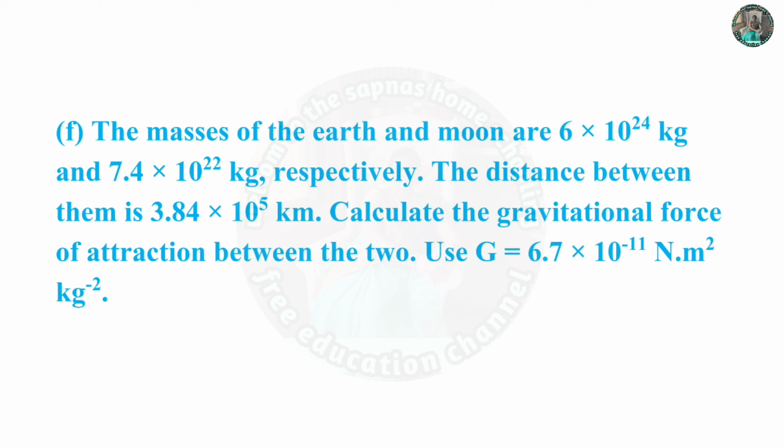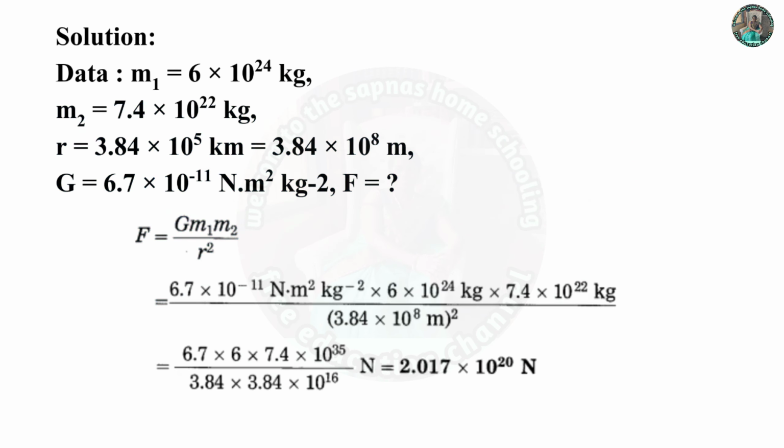F. The mass of the earth and the moon are 6 into 10 raised to 24 kg and 7.4 into 10 raised to 22 kg respectively. The distance between them is 3.84 into 10 raised to 5 km. Calculate the gravitational force of attraction between the two. Use G is equal to 6.7 into 10 raised to minus 11 Nm² per kg².